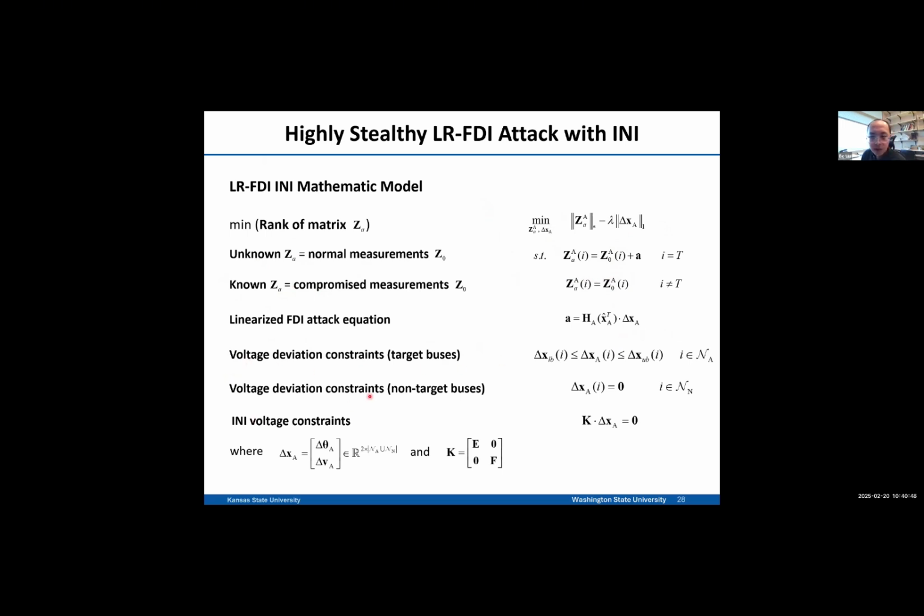The following two constraints define the range of the malicious voltage increment. Okay. Last, we integrate the INI voltage constraint from unknown lines. The buses should have equal voltage angle increments and zero voltage magnitude changes. Okay, so here is our mathematical model for the low rank FDI attack.